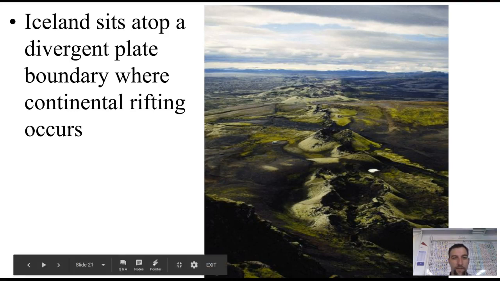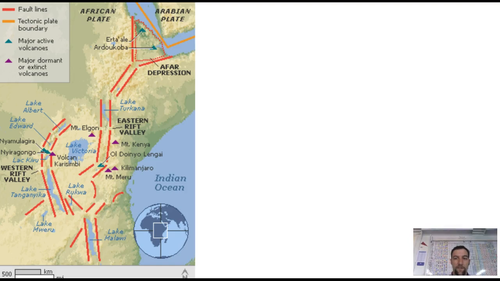The rift valleys you can see in Iceland. Okay, and here's a little diagram of it where we see the fault lines running through. Like we talked about yesterday, if we look at this picture, we can see those fault lines, we can see the tectonic plate boundary, and we can also see where a new ocean basin has been created between the African plate and the Arabian plate, where those are actually being pushed apart.